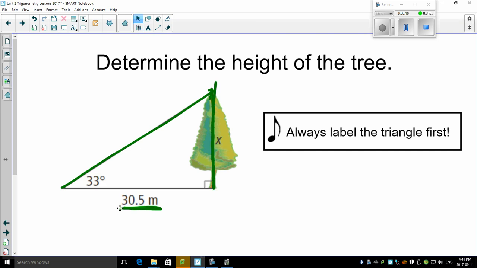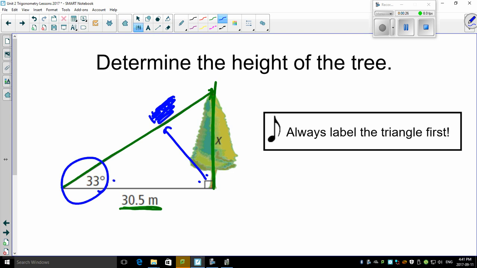So let's label our triangle. Of course, there's the hypotenuse, and poor old hypotenuse, we're just not going to use you for a while still. Okay, here's our angle in question. So this works out to be the opposite. So opposite is your unknown side. Here's your adjacent here.